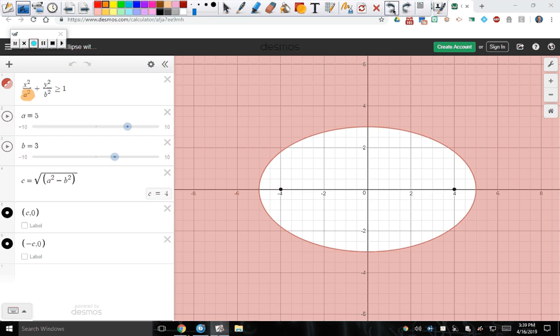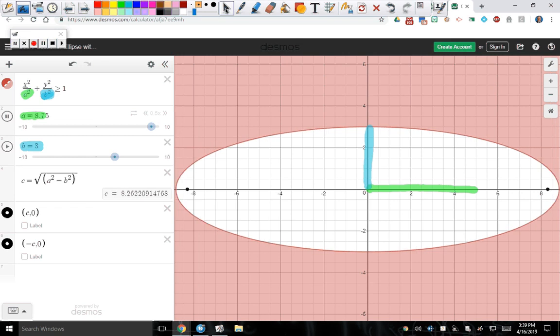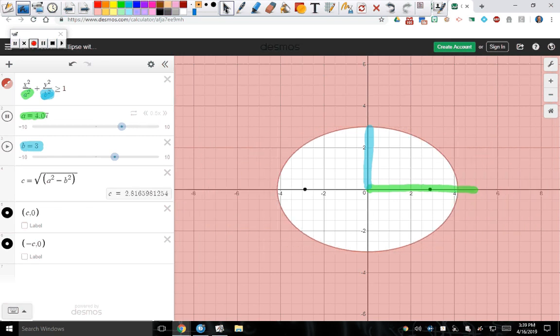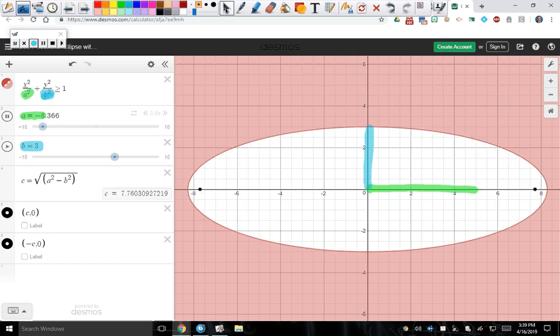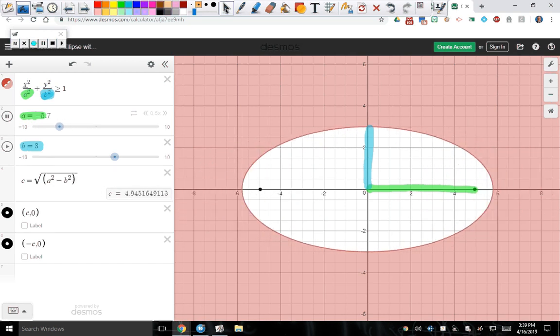Right now, A is 5 units. That means this is 5. B is 3 units. That means this is 3. And what we're going to do is look at, as it changes, what happens to the shape. So let's make A bigger, and then let's make it smaller. Then let's make it negative. So it kind of flipped on its axis, and now it's going back to an oval, going closer, closer.